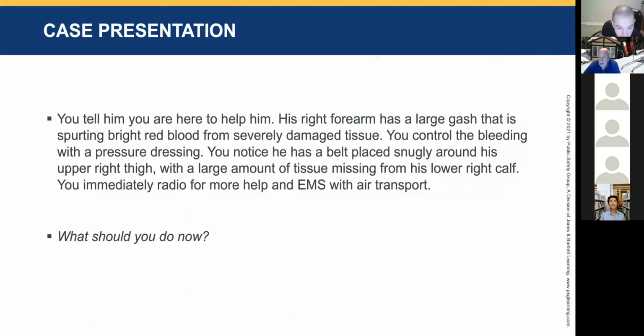Sam, the question is, we've got a patient, and we've got a major chunk of his lower right calf missing. He's put a belt around his upper right thigh to control the bleeding. Obviously, we're going to put a pressure bandage over the right calf. Should we continue to use the belt, or should we put a tourniquet in place ourselves? Or what do you think we should do?